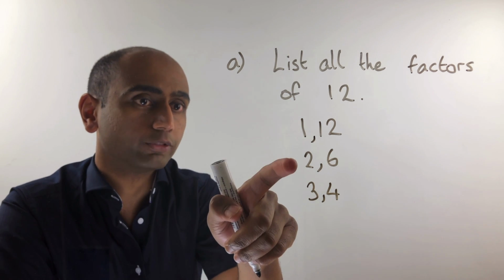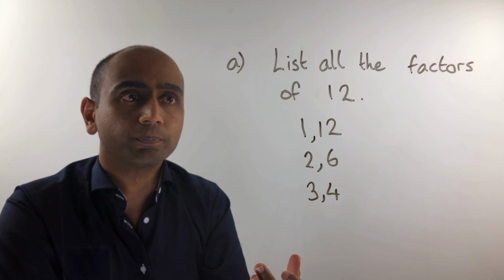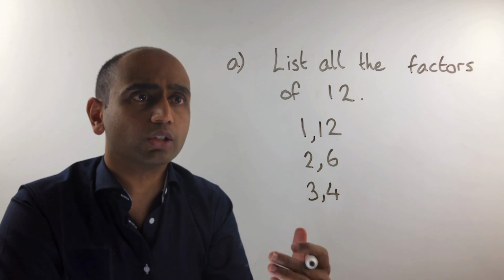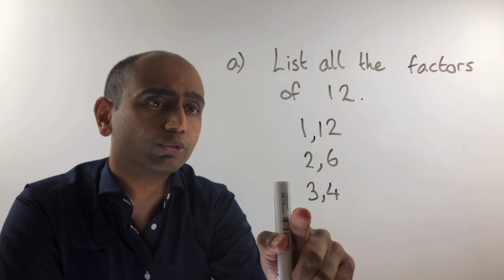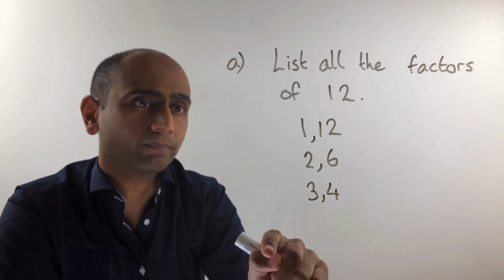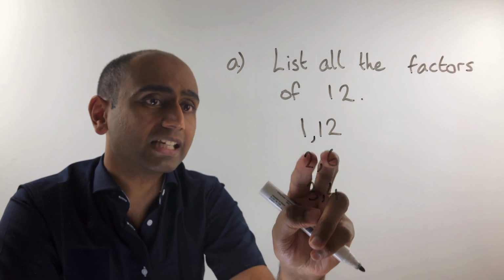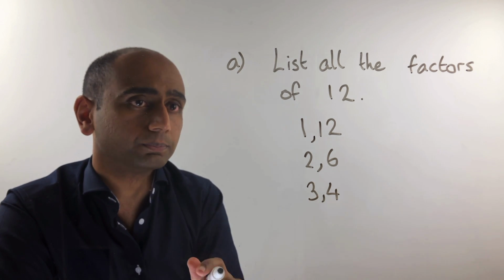We've tried 1, we've tried 2, we've tried 3. Let's think about trying 4. Does 4 go into 12? Yes, it does. 4 goes into 12 3 times. But I don't need to write out 4 and 3 as a factor pair because I've already got it. And in fact, if I carry on, I'm only going to find these same factor pairs again. I'm going to get 6 and 2 and 12 and 1.